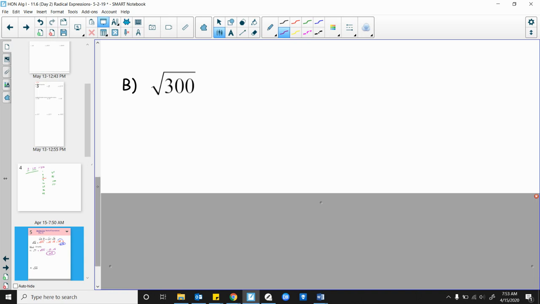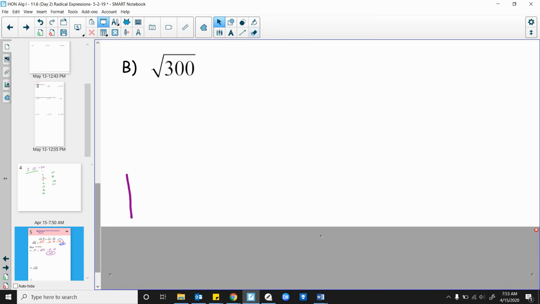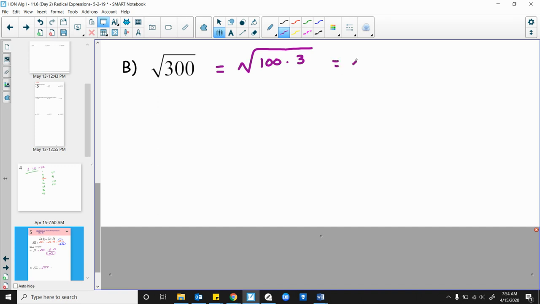All right, 300. Okay, again, we have to think of things that will multiply to get us 300, with one of them being a perfect square. The one that comes to my mind right away is 100. Okay, so if I do the square root, I would have 100 times 3. If I break that up, we'd have square root of 10 times the square root of 3.